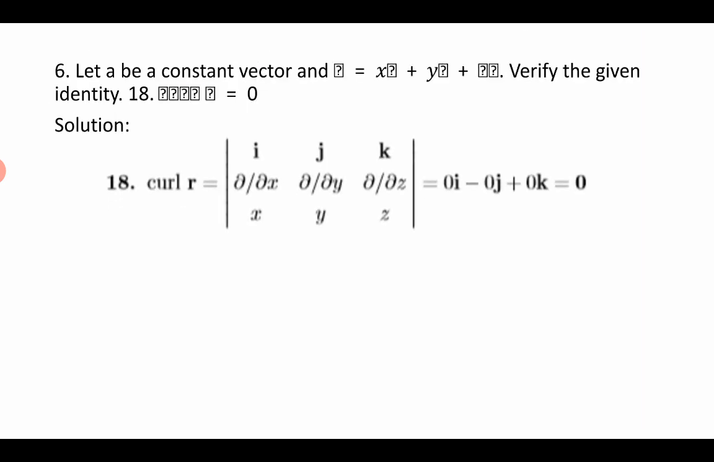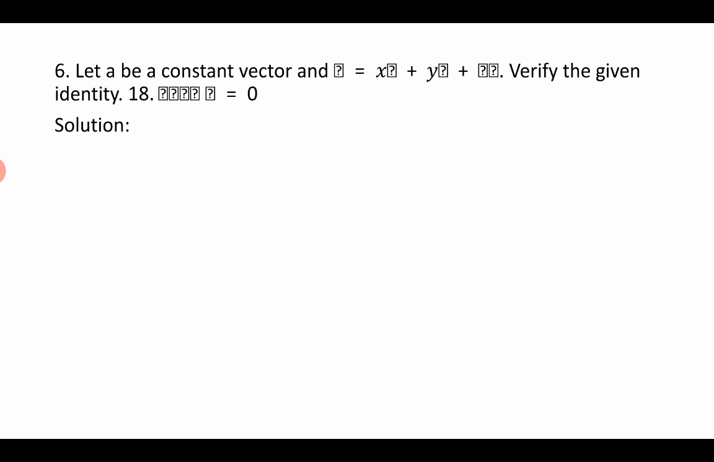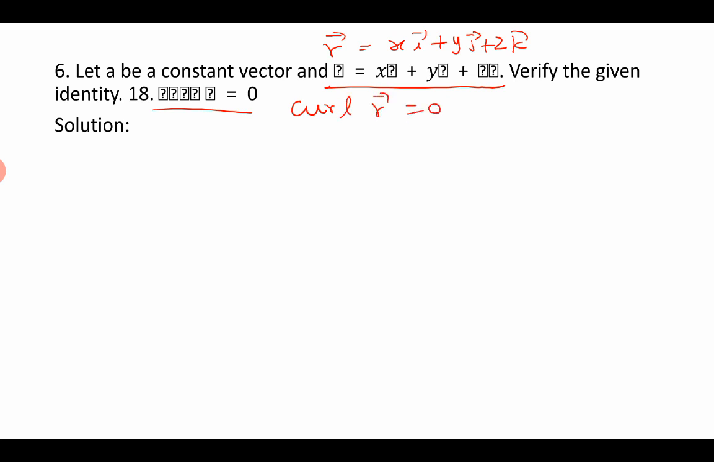Okay, here the problem is a different one. Number 6, for the constant vector, again you are finding curl. The question is to verify the given identity. What is this vector? This is R vector, xi plus yj plus zk. The identity is that curl of R vector is 0. We have to prove this.